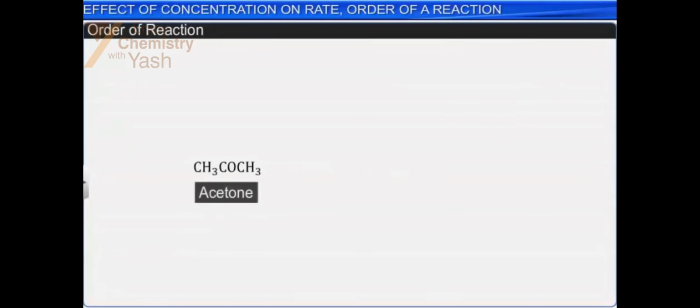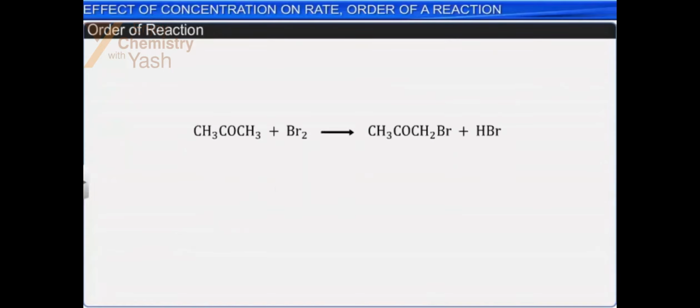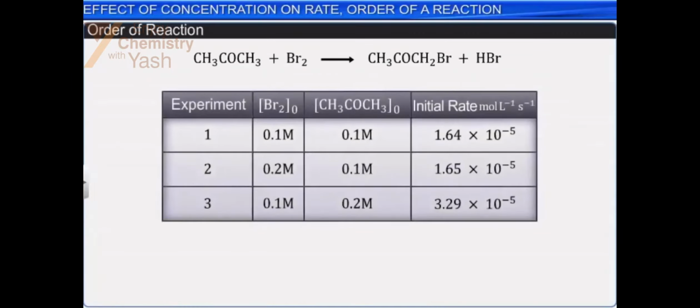Consider the reaction of acetone and bromine. Using the data in the table given here, it is possible to calculate the order of the reaction with respect to both bromine and acetone. Let us see how the rate of reaction changes with a change in the concentration of either bromine or acetone.